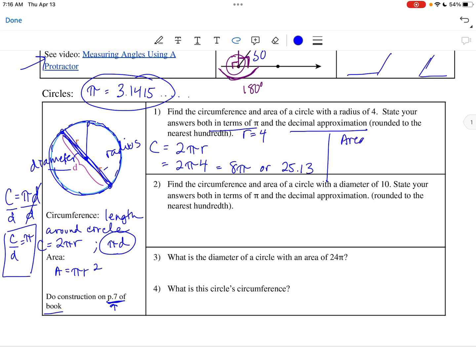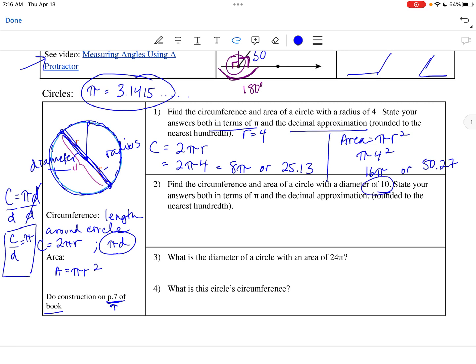Area equals pi r squared, that's our formula. So in this case, pi times 4 squared, which is 16 pi. Or the decimal equivalent, 50.27.